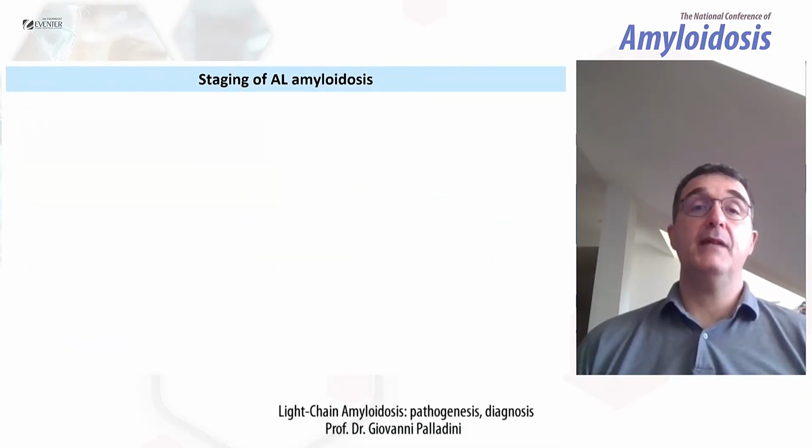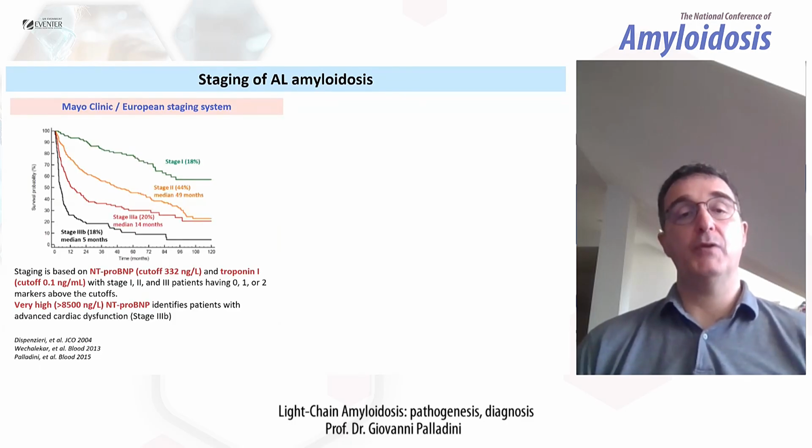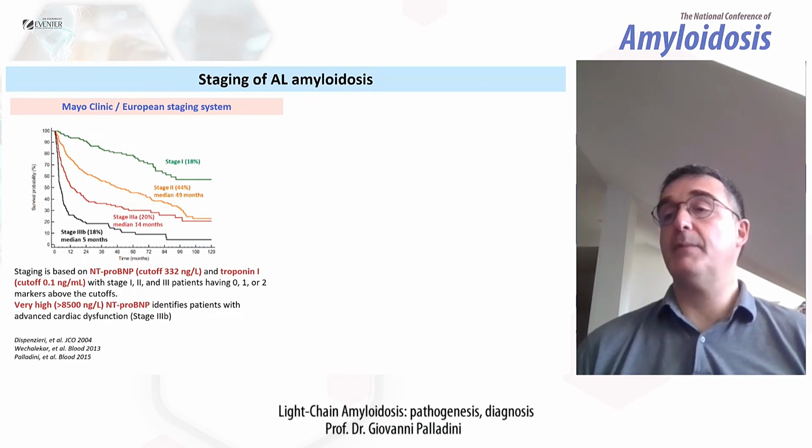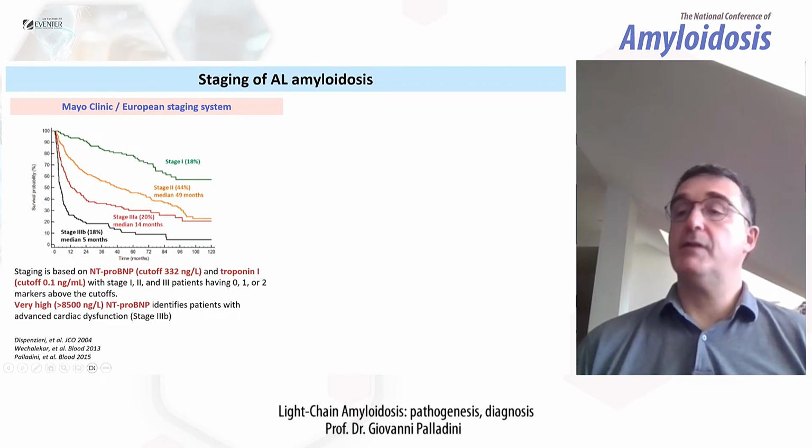So NT-proBNP is a special marker in AL amyloidosis. And we have staging systems based on cardiac biomarkers. The first one was proposed in 2004 by the Mayo Clinic and then updated by the European network. I'm presenting the updated version. You see that there are patients without heart involvement who have a very long survival, which probably will become even longer with the treatments that we now have. And we have the black curve, patients with very advanced heart involvement, like the first one that I presented to you. And these patients have a very, very poor survival, as you can see.